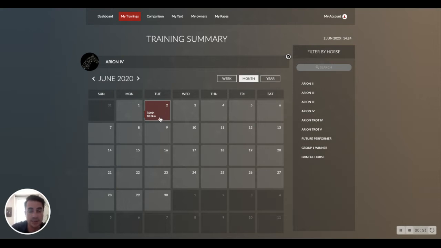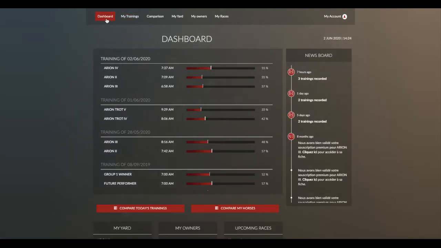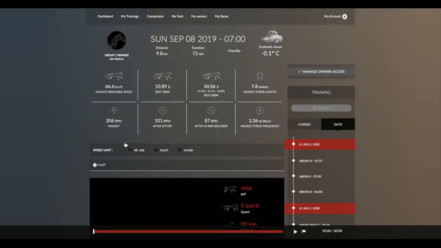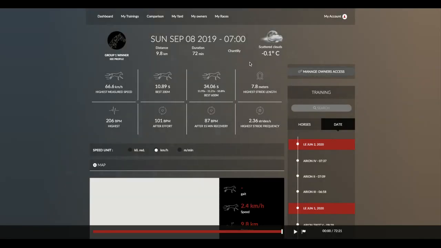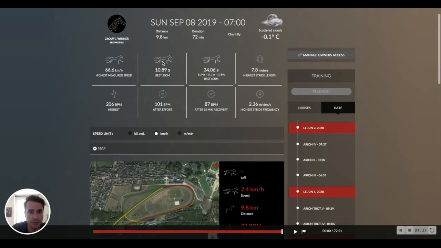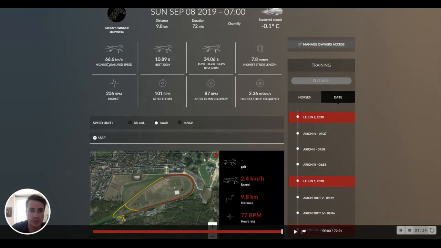So to access the playback of the training, you can go from the calendar or directly from the dashboard, where you press on there and you will have the playback of the training. So here you will first find some general data: date of the training, total distance, duration, location, weather at the time of the training. Plus you are able to add the type of ground, qualification of the ground, and the name of the rider. Under this, we will first have some general data.